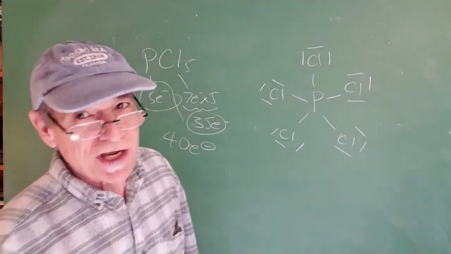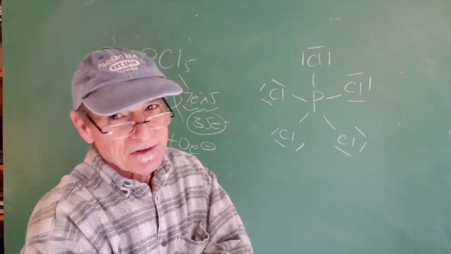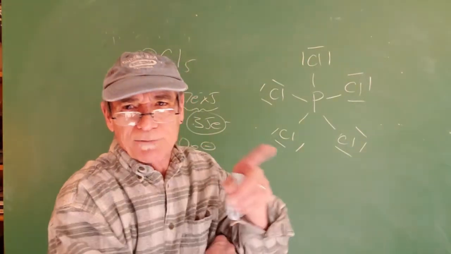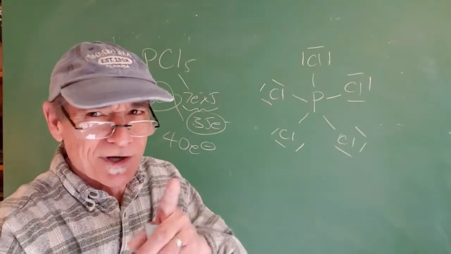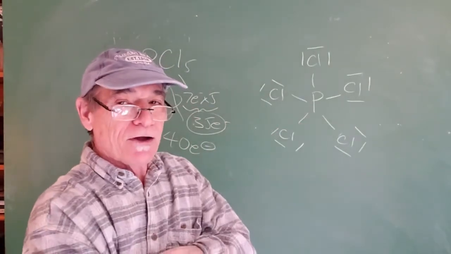Now, as we discuss shape, I'll refer to PCl5 as being a 5-legged molecule. You can see why. It's got 5 bonded atoms sticking out from it. If it was 4 bonded atoms and a lone pair, it'd still be 5 legs. Remember, lone pairs count as legs. But this one has just 5 legs on it. Okay, well, let's do another example.